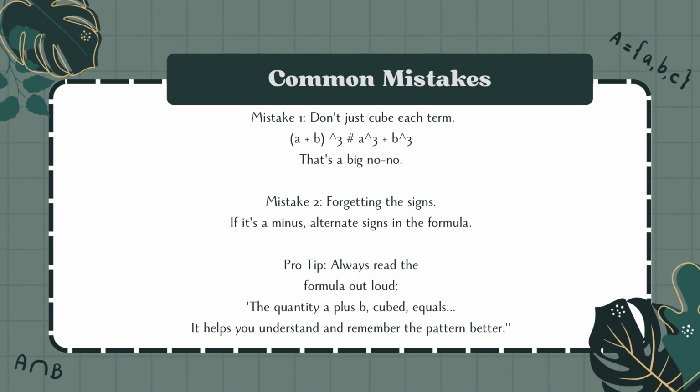Common mistakes and tips. Let's avoid the biggest mistakes. Mistake number 1. Don't just cube each term, like the quantity a plus b raised to 3 is not equal to a raised to 3 plus b raised to 3. That's a big no-no. Mistake number 2. Forgetting the signs. If it's a minus, alternate signs in the formula. A pro tip. The quantity a plus b cubed equals 2 helps you understand and remember the patterns better.